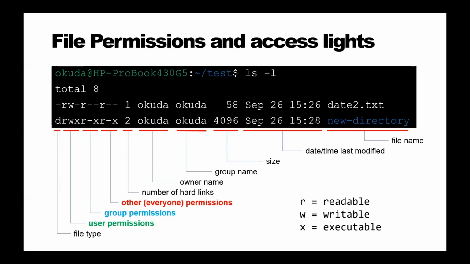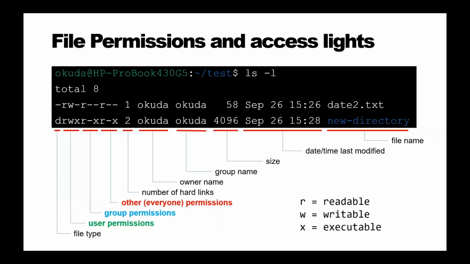On the other hand, in the new directory, this part is rwx. If x is changed to -, I cannot move into the directory using the cd command. If x is changed to - for a program file, the file cannot be executed as a program.